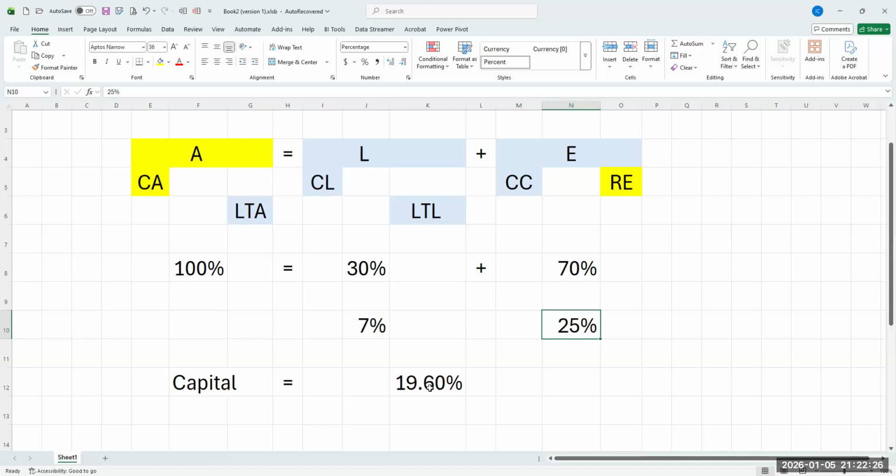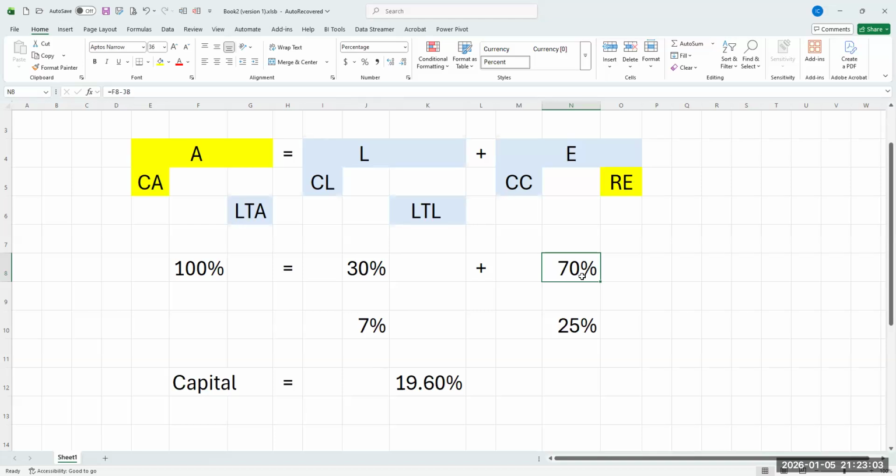Debt versus equity. You're going to see in the financial courses that it's expressed as the weighted average cost of capital and all the other terms. But in basic terms, that's what it is. What's going to happen to the cost of capital if I add more debt or add more equity? Keep in mind that liability plus equity is always 100%.